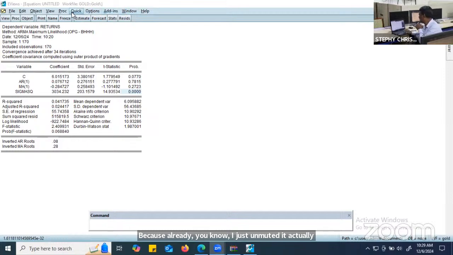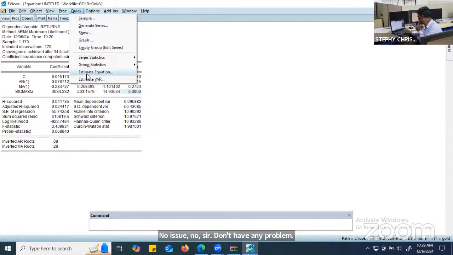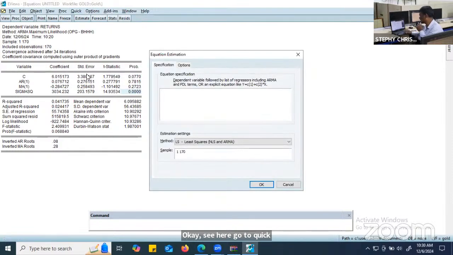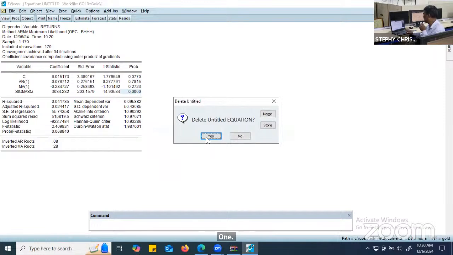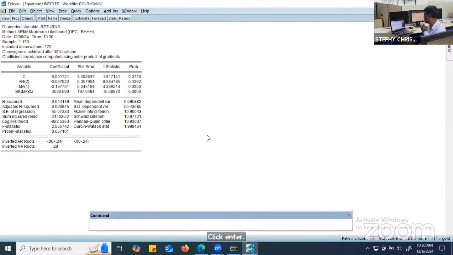Okay. See here, go to Quick, Estimate Equation. How to specify ARIMA 211 returns? C, AR. Very good. AR2, space, MA1. Click enter. Delete this existing equation, no problem. Wow, very good.